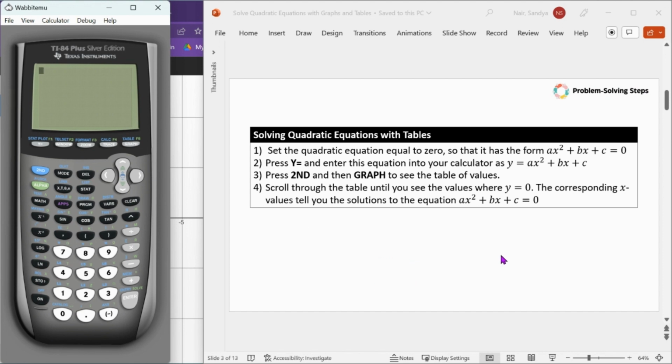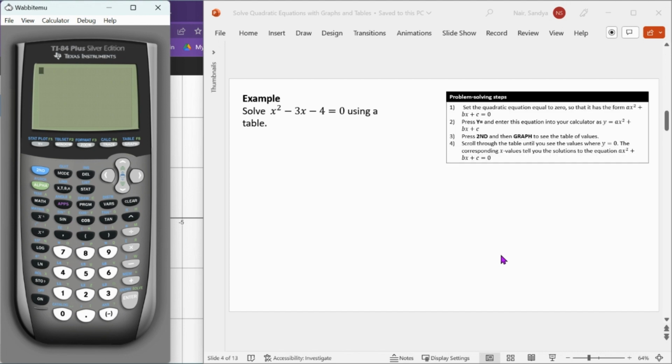So we're going to use this idea to solve quadratic equations with tables, and we're going to be doing this in our graphing calculator. So we're going to start off by making sure that our equation is set equal to 0, and then we're going to press the y equals button and enter this equation in our calculator. Then when we click second and then the graph button, that will open up the table of values, and we'll scroll through the tables until we see the values where y equals 0. The corresponding x values will tell us the solutions to the equation.